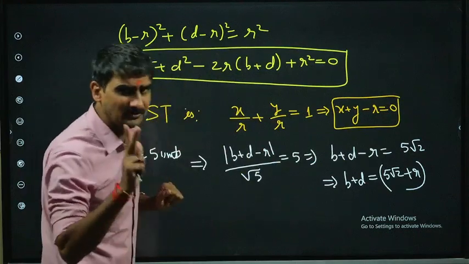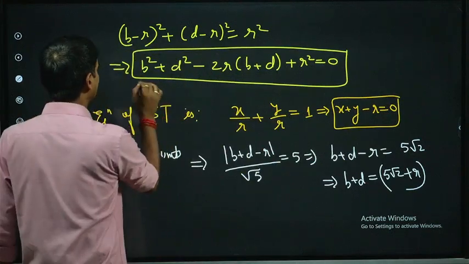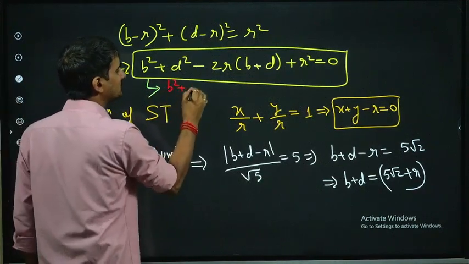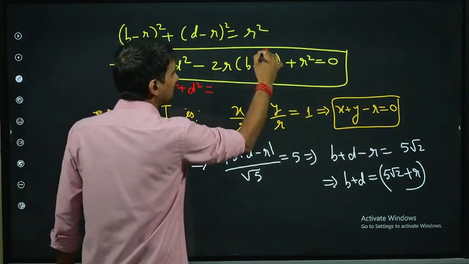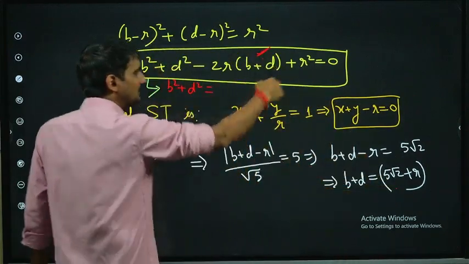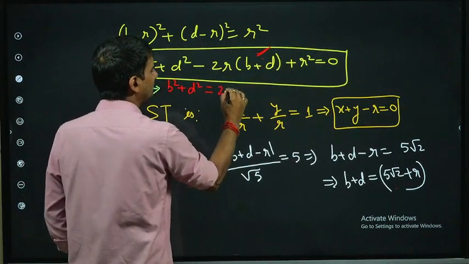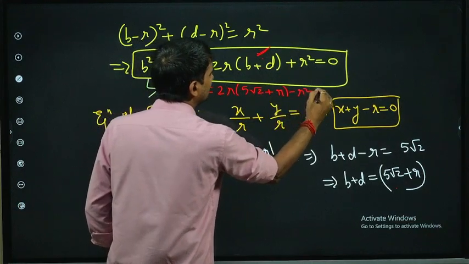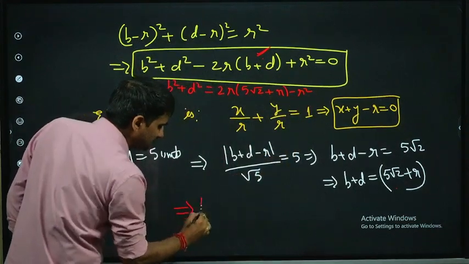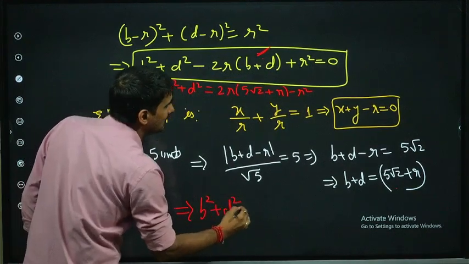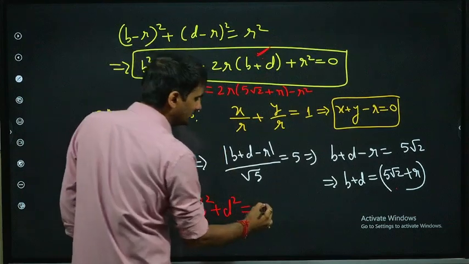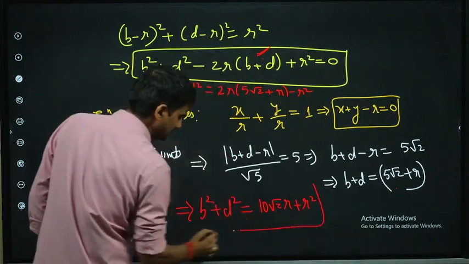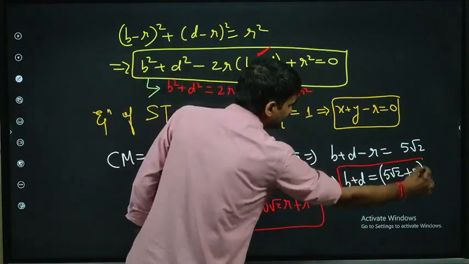Now you have two relations. Come to this one again. Here I can write B squared plus D squared. Now how much is it? If I replace B plus D by this value and take everything to the RHS, it is 2r into (5 root 2 plus r) minus r squared. So doesn't that mean that B squared plus D squared is 10 root 2 r plus r squared? Now this is one value, this is one value.